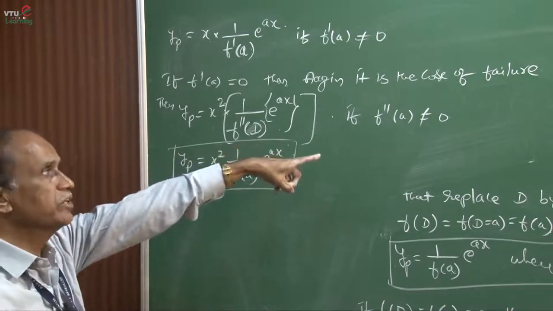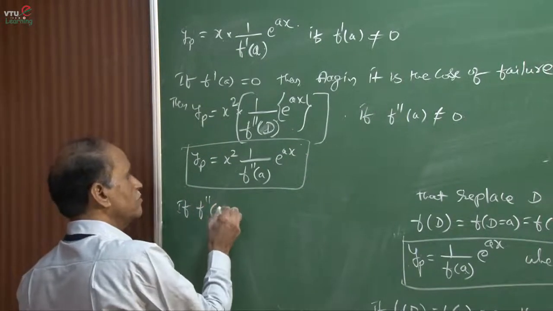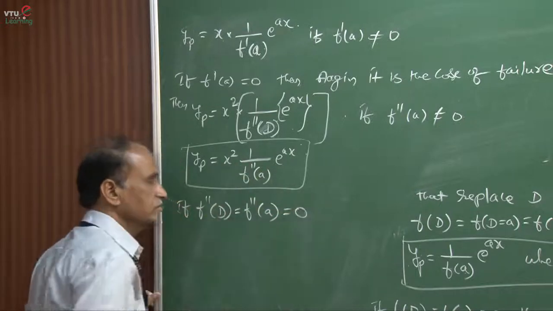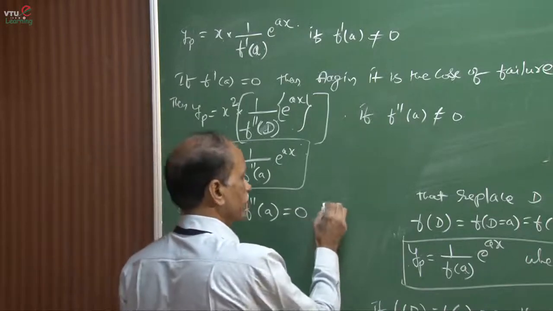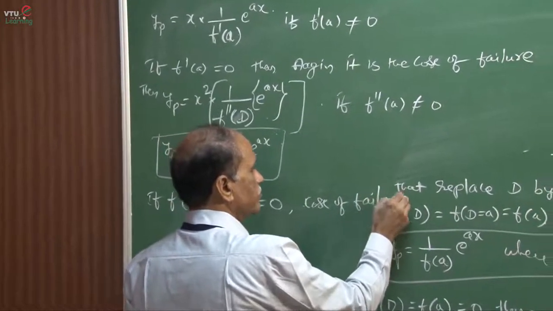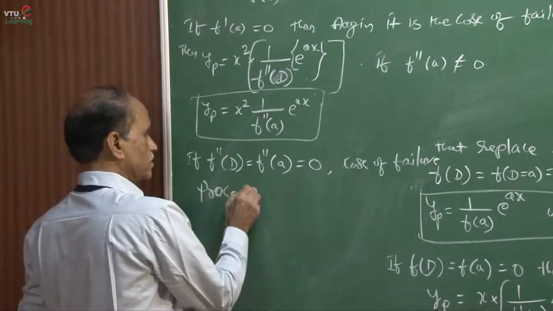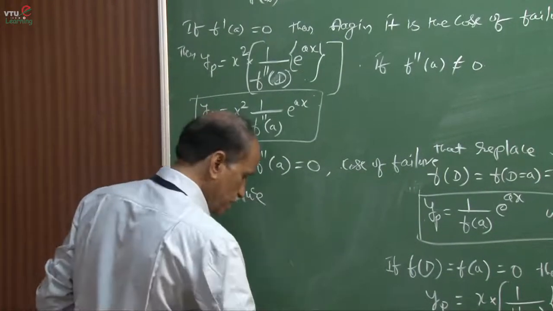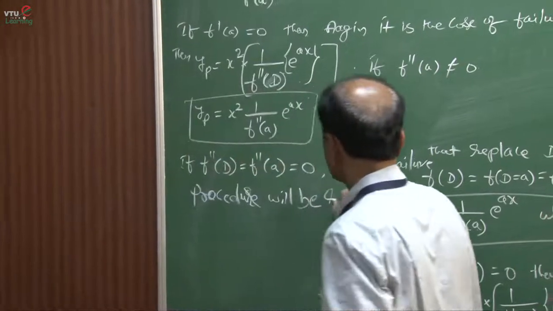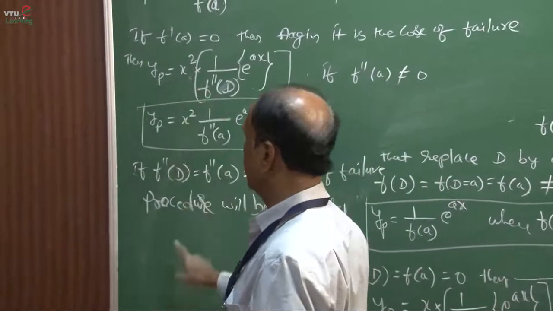If that is not going to become 0. Now, if f double dash of d, that is f double dash of a, is equal to 0, again it is the case of failure. Case of failure, I will write. Case of failure. Procedure will be repeated. Repeated like this. In place of x square, you will be getting x cube.